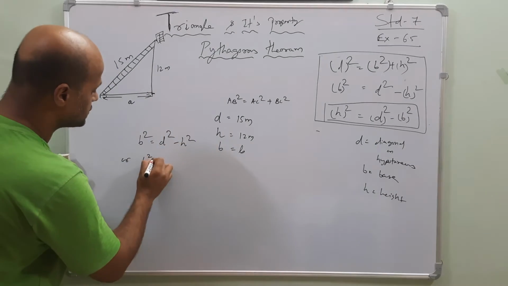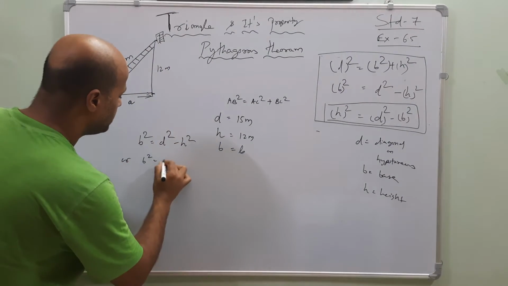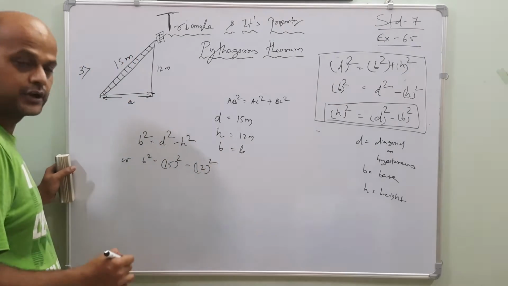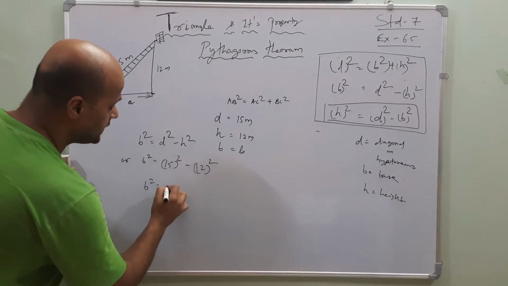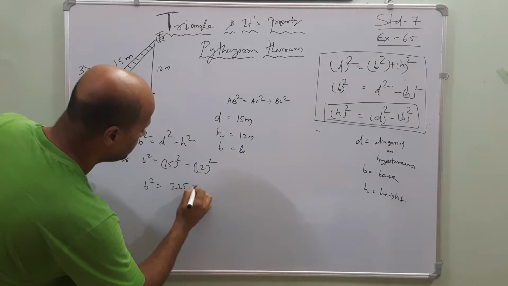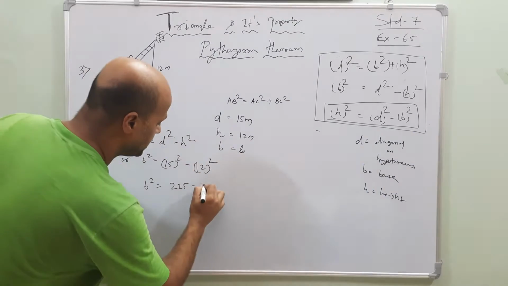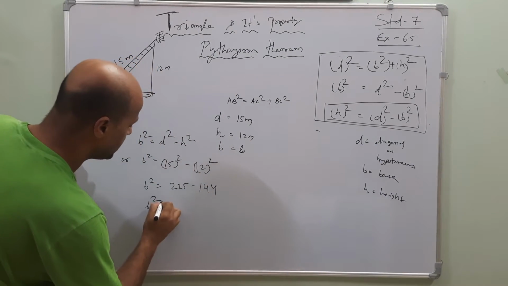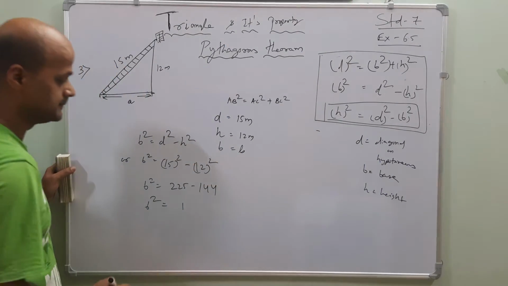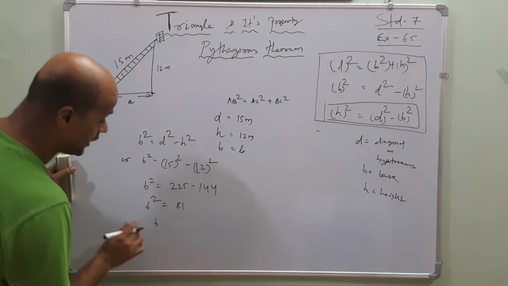So B square is equal to the diagonal, which one is the diagonal? The ladder becomes the diagonal. So 15 square minus 12 square. Understood? Now B square is how much? 15 square is how much, my dear friends? Yes, very good. It is 225 minus 12 square, which is 144. So B square is equal to how much is it coming? 81. Yes or no? Now B square is equal to 81.